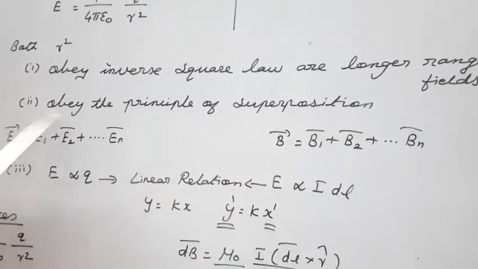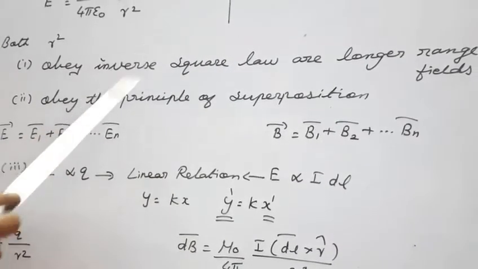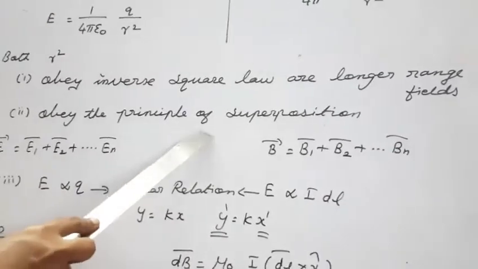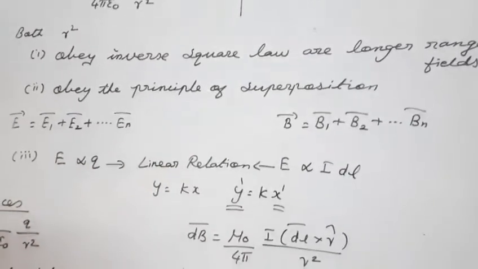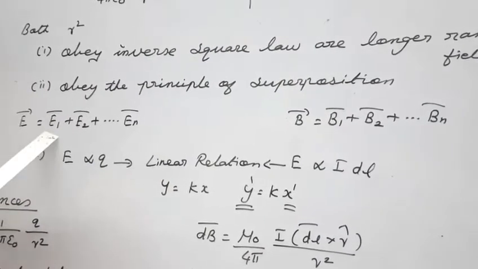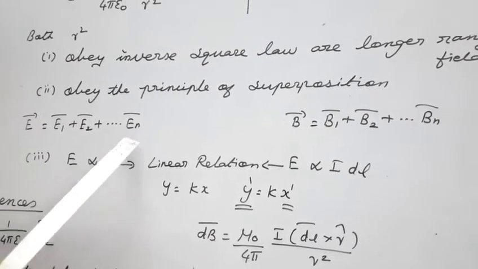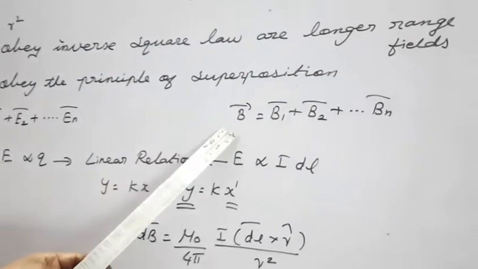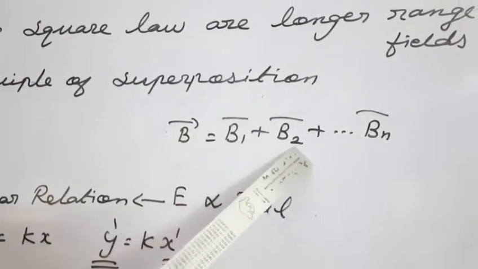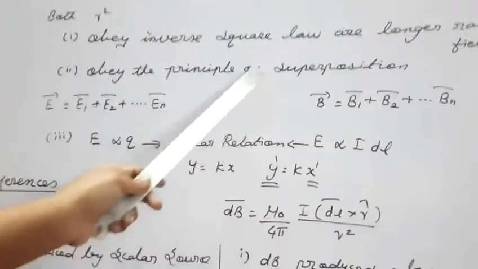The second point is that Coulomb's law and Biot-Savart law obey the principle of superposition. We know that by the principle of superposition, for electric field E vector equals E1 vector plus E2 vector and so on up to En vector, and for magnetic field B vector equals B1 vector plus B2 vector and so on up to Bn vector. So this is the principle of superposition.